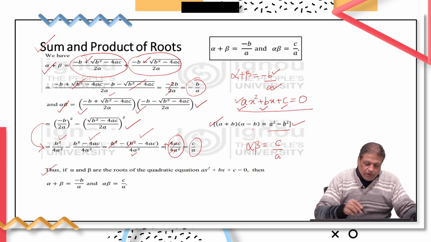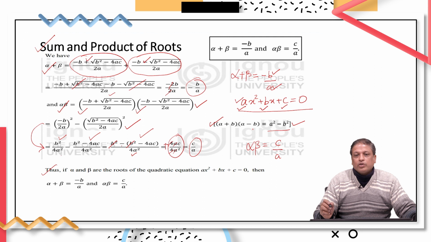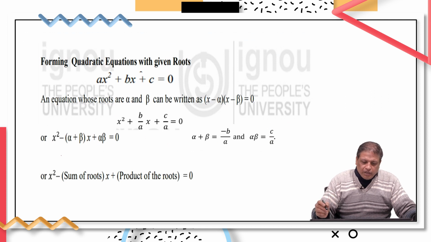So if alpha and beta are the roots of the quadratic equation ax square plus bx plus c equal to 0, then alpha plus beta is equal to minus b by a, and alpha beta is equal to c by a. I hope you understood the role they are going to play in the understanding of the quadratic equation. We are determining the sum and product of the roots so as to understand whether we can derive a quadratic equation if we know its roots. So this is how we can form a quadratic equation.